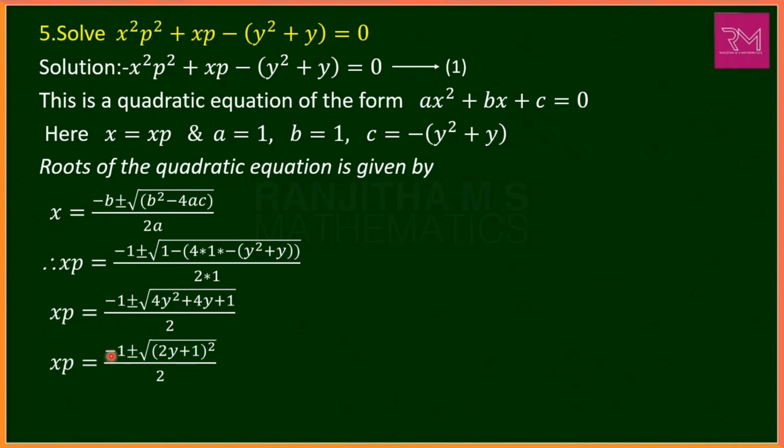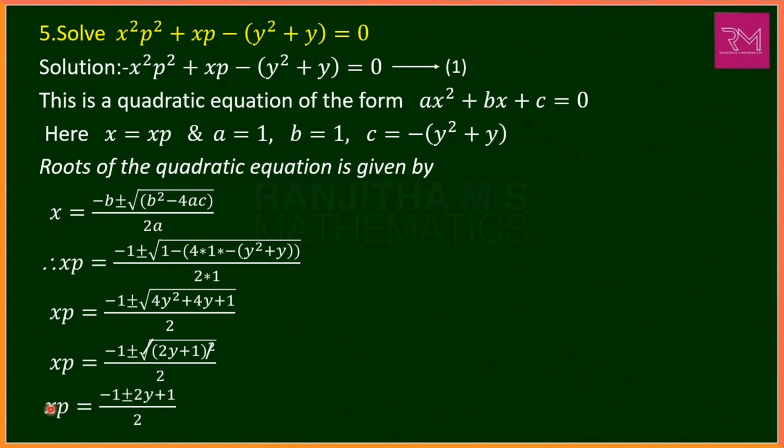Hence we get xp which is equal to minus 1 plus or minus square root of 2y plus 1 whole square. We know that 2y plus 1 whole square is a square, that is 2y whole square is 4y square, plus b square is 1 itself, plus 2 into a is 2y into 1, 2 into 2y is 4y. So this is of the form a plus b whole square. Here a is 2y and b is 1. Hence we can write it as minus 1 plus or minus square root of 2y plus 1 whole square divided by 2. Now we can cancel the square and root term. We get xp which is equal to minus 1 plus or minus 2y plus 1 divided by 2.